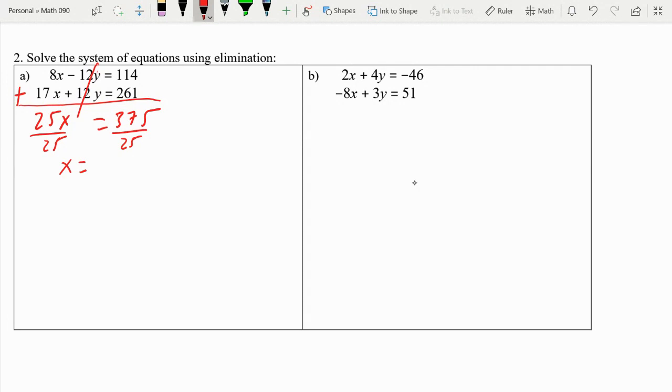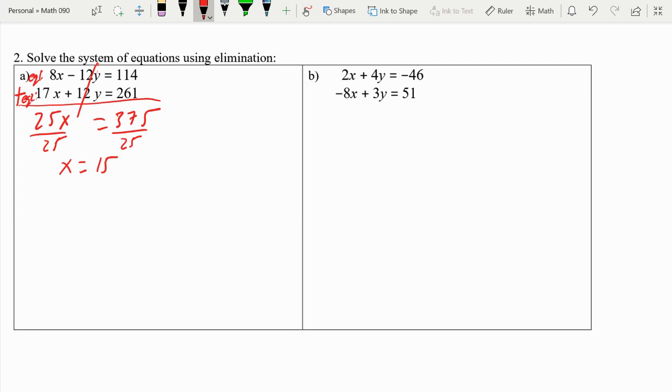X is equal to 15. All right. And again, pick one of those equations. Sometimes I'll refer to it as equation 1, and then here's equation 2, just so we know which ones we're talking about.